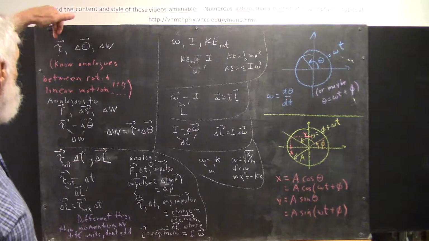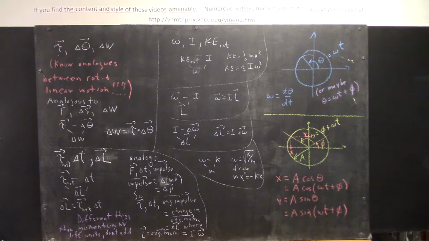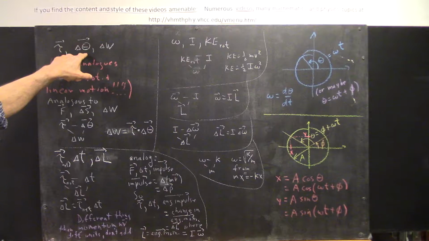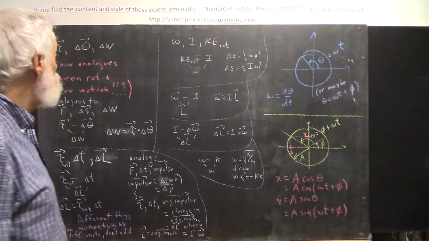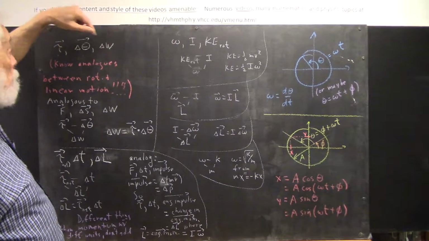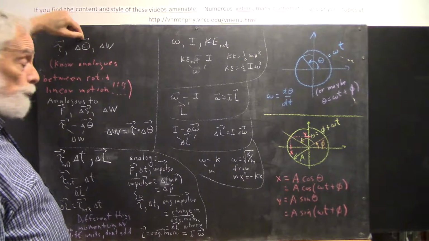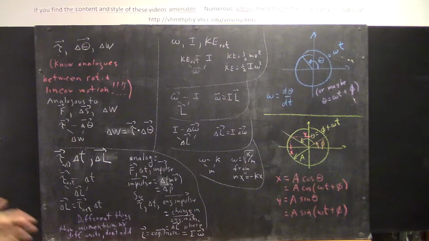So we look at the relationship among tau, delta theta, and delta W. We know that tau is a vector quantity, and delta theta, being a displacement, is a vector quantity. How is delta W related to tau and delta theta? Well, at this point you really need to know the analogs between rotational and linear motion.